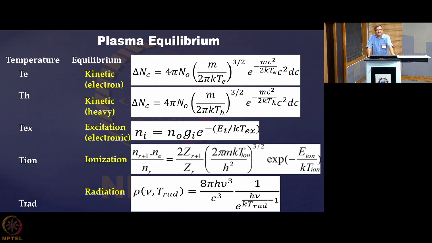Basically, it is the collision that tries to make the plasma reach equilibrium, and we'll see in detail how the collisions affect the plasma. So, so far this much, and we'll come back in the next class.